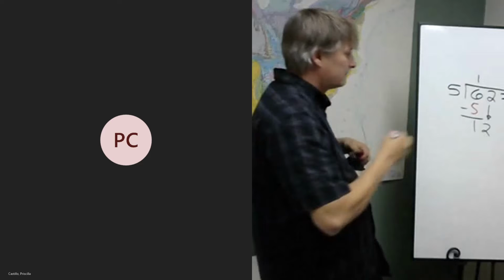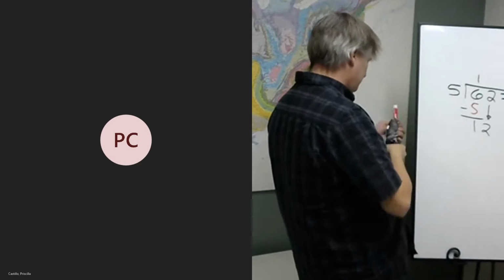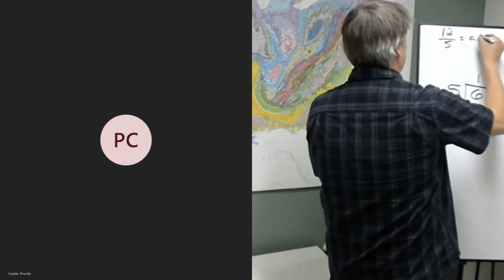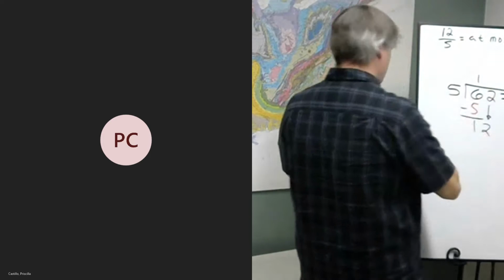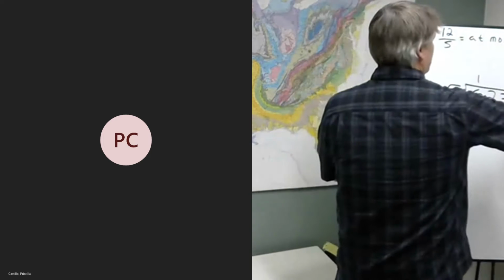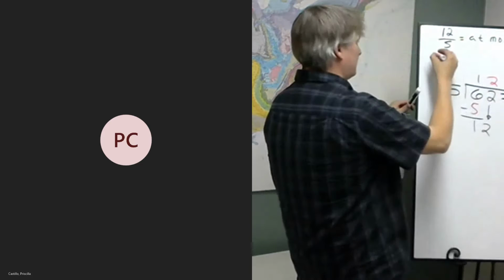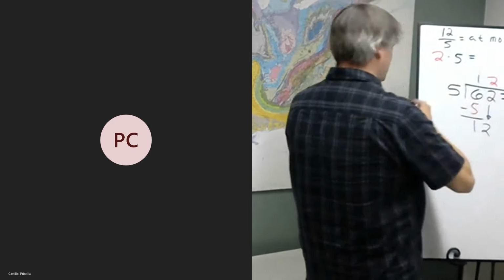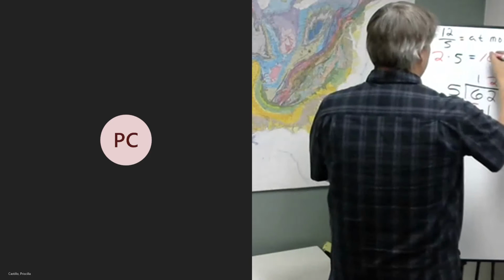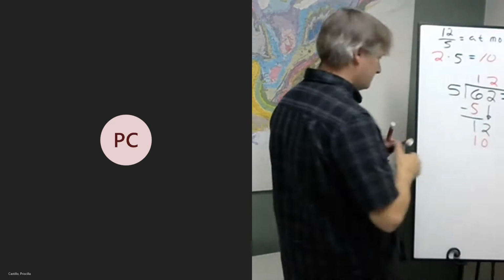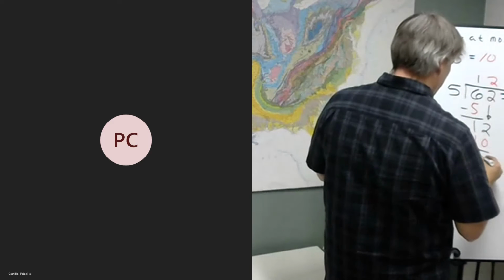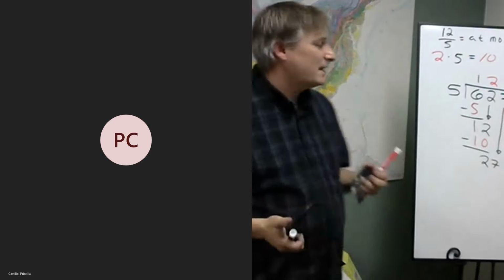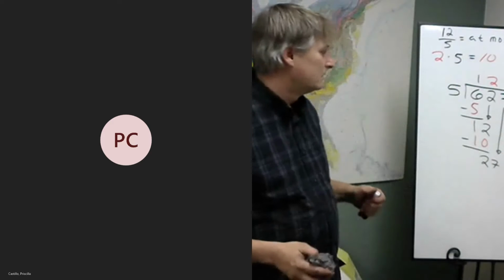Now for the second cycle, 5 goes into 12 at most 2 times. And then 2 times 5, we get 10. Subtract. We'll get 2. Bring down the 7. And that's our second cycle for division. We've got one more cycle.